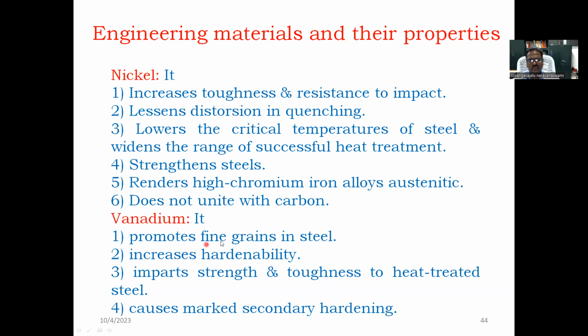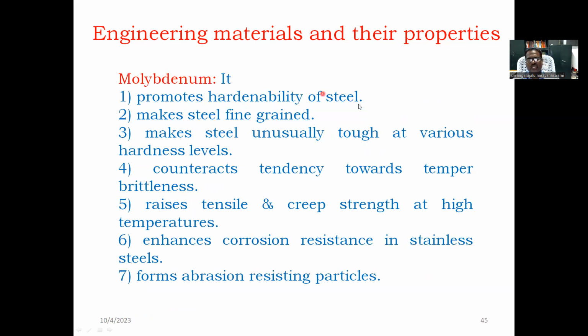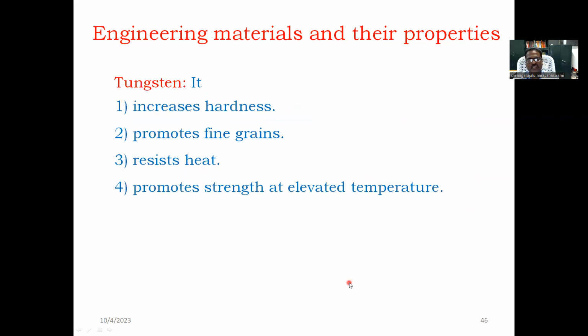Vanadium promotes fine grains in steel, increases hardenability, imparts strength and toughness to heat treated steel, and causes marked secondary hardening. Molybdenum promotes hardenability of steel, makes steel fine grained, makes steel unusually tough at various hardness levels, counteracts tendency towards temper brittleness, raises tensile and creep strength at high temperatures, enhances corrosion resistance in stainless steels, and forms abrasion resistant particles. Tungsten increases the hardness, promotes fine grains, resists heat, and promotes strength at elevated temperature.